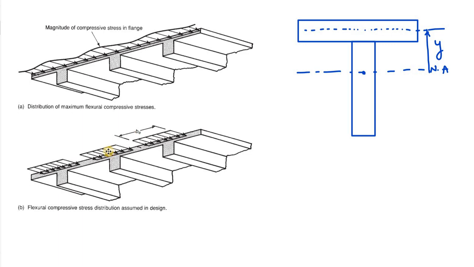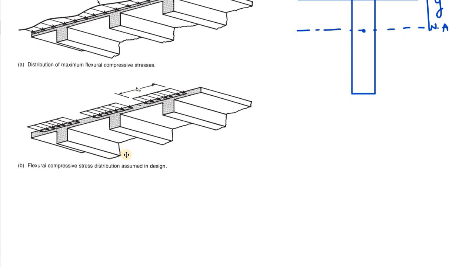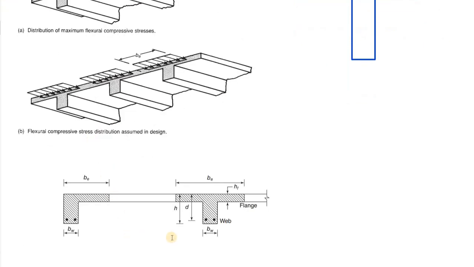Now, what should be the exact value for this effective width? How much effective width should be considered? This is given by the ACI code. Let me show you the equations. Before we go to the equations, let me show you some of the symbols that we are using in these equations.